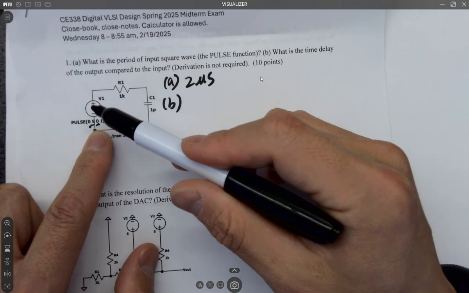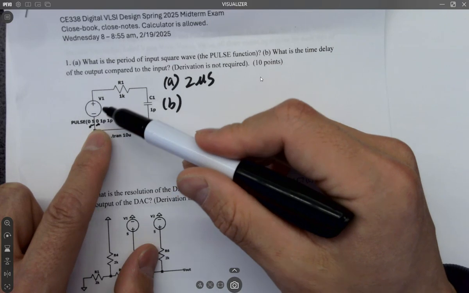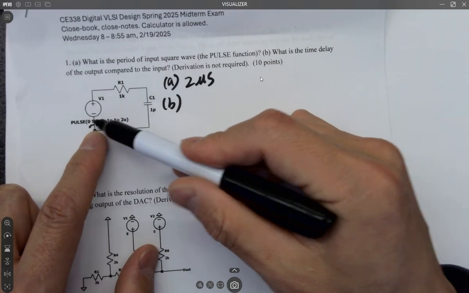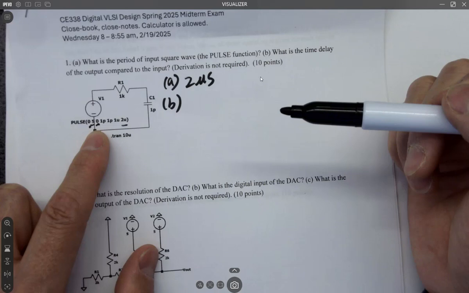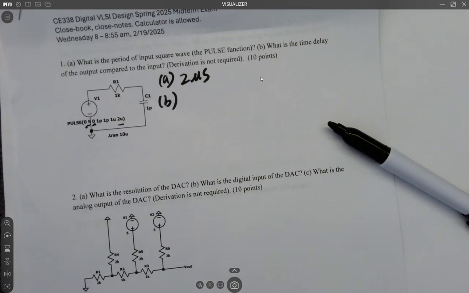So whenever you start a simulation, it takes 0 seconds to run the whole series of the pulse function. There's nothing to do with the circuit, just the input. That makes sense? It's just the input, just the voltage source. It's a time delay internally inside the pulse function, but there's nothing to do with the external circuits.